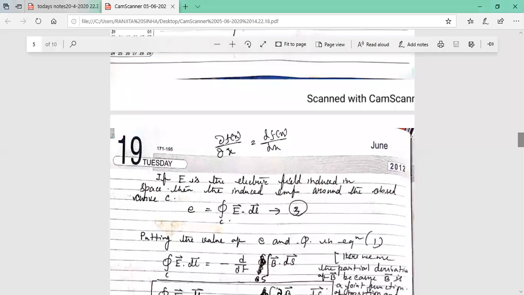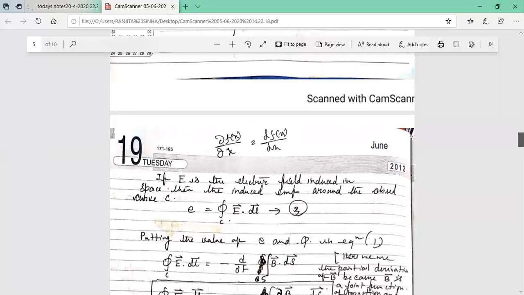Now, if E is the electric field induced in space, then the induced EMF around the closed curve C can also be written as: EMF equals the closed line integration of E dot dl. This is equation number 3.